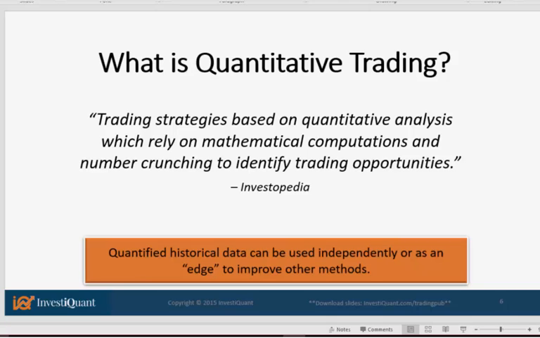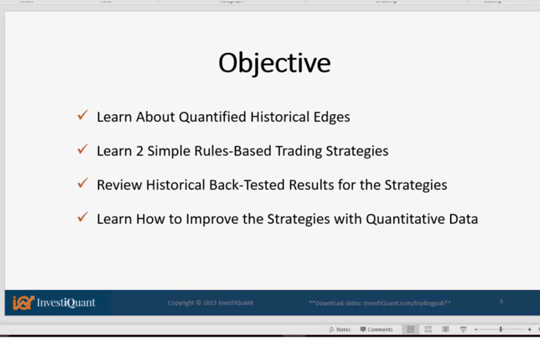And it can be used either independently, so you could actually take trades off of historical edges that you find, or you can combine them with other methods to improve your own trading. So if you have certain techniques that you use, and we're going to use some examples, you can improve those results by considering what history has done as well.